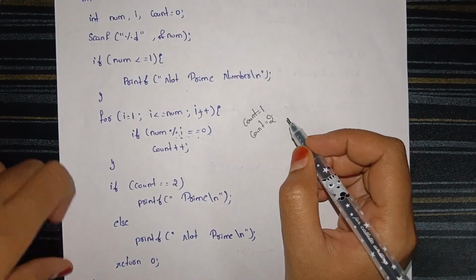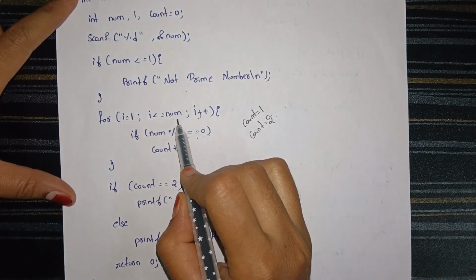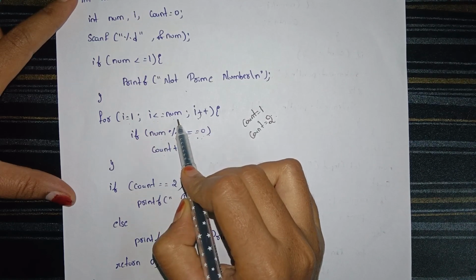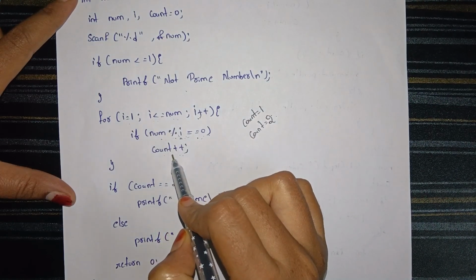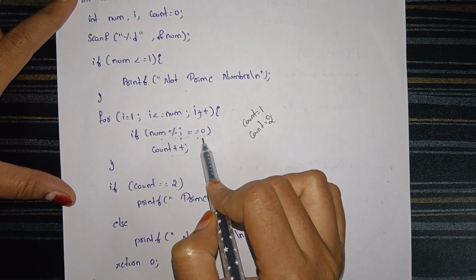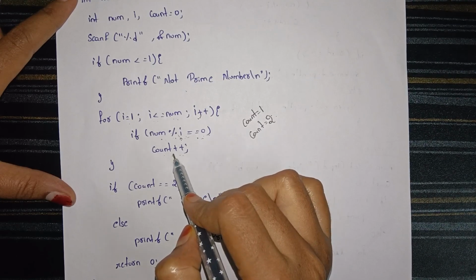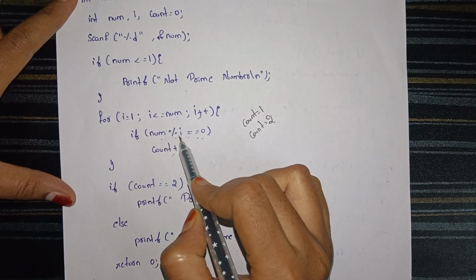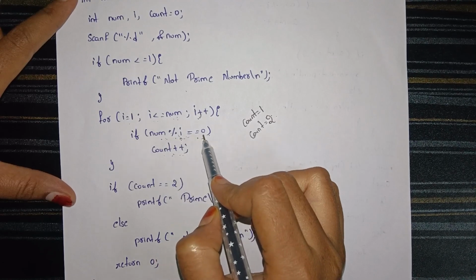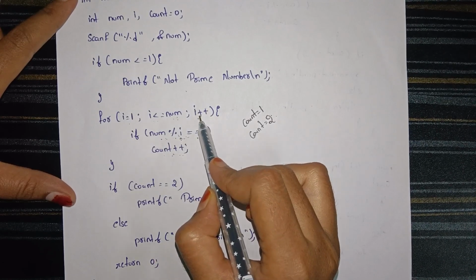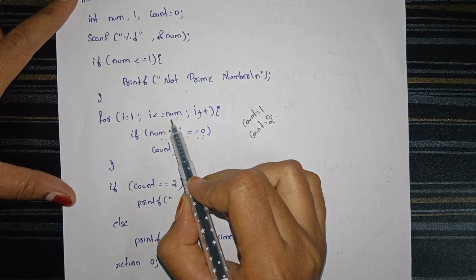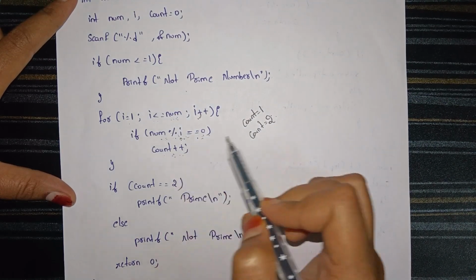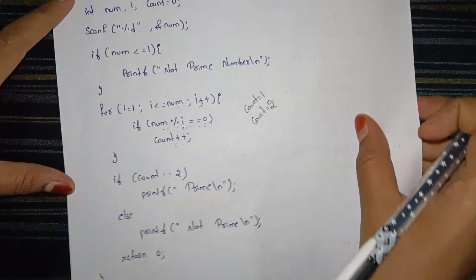In the same way, for example if we check for number 3, first i is equal to 1, 1 is less than or equal to 3, yes, then it will enter the loop. First 3 % 1, yes, it is 0, so count will become 1. Next i++ gives 2. 2 is less than 3, yes, is 3 % 2 equal to 0? No. Again i becomes 3. 3 less than or equal to 3, yes, 3 % 3 is equal to 0, yes, count will increment, so count is 2.